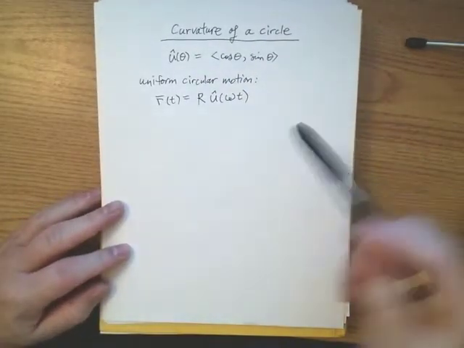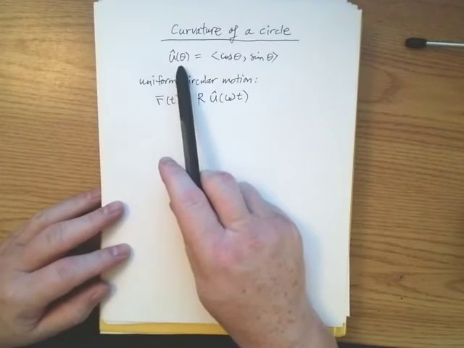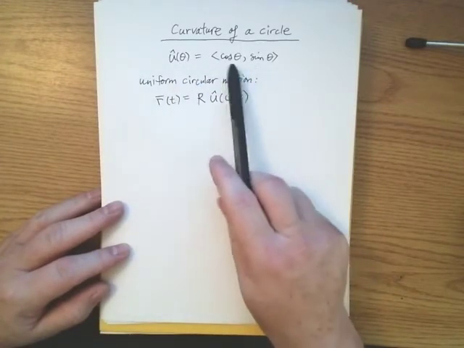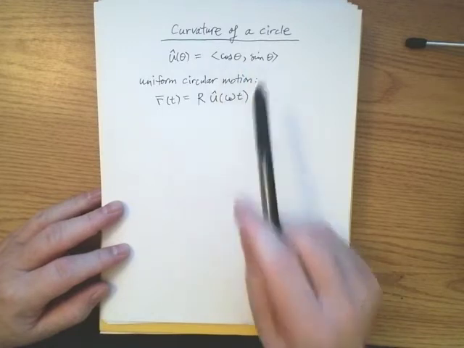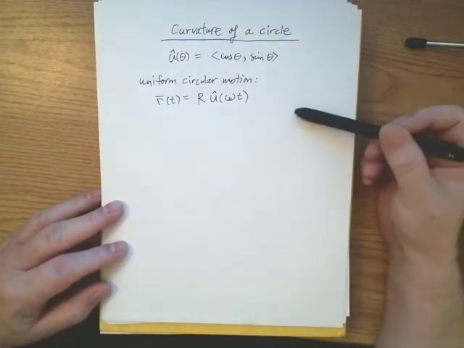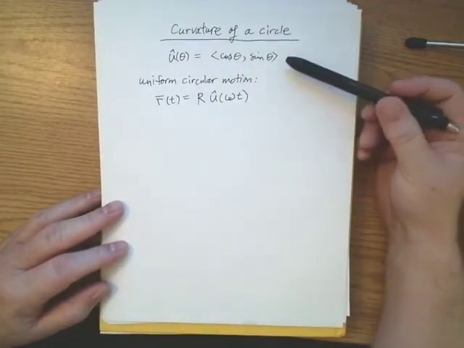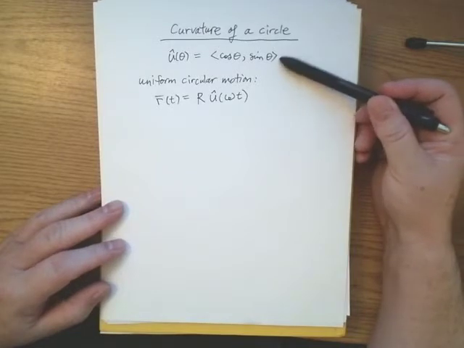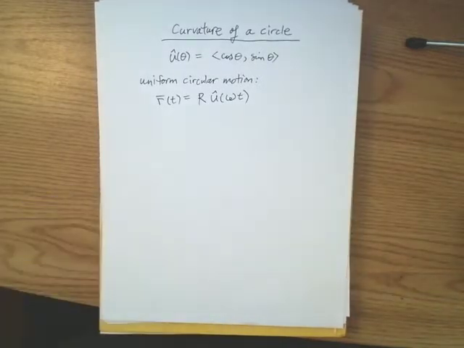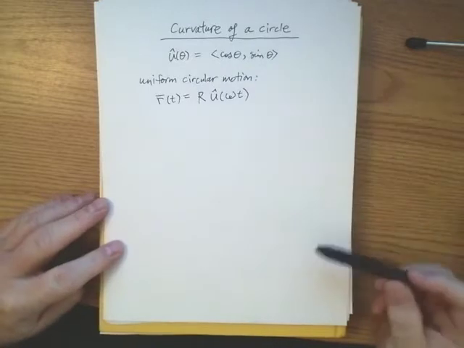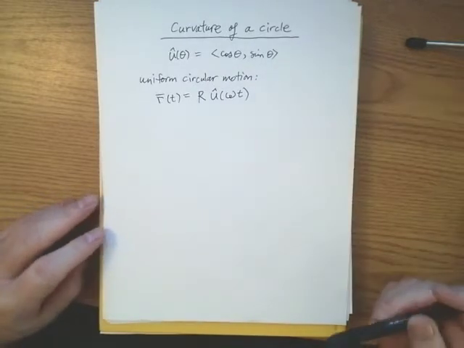So I entitled this curvature of a circle. The first thing I'm going to introduce is u hat. The unit vector as a function of theta is going to be this vector: cosine theta, sine theta. This would be the vector from the origin pointing to a point on the unit circle, as you can see. That's something you ought to remember from basic trigonometry, just written in vector form.